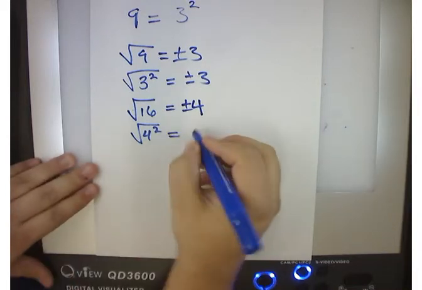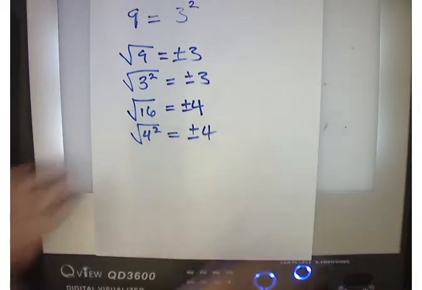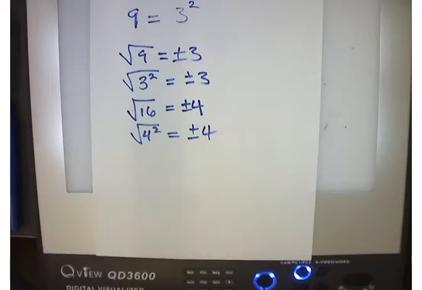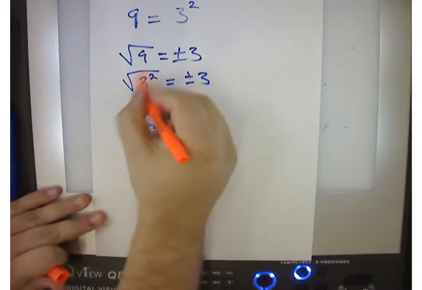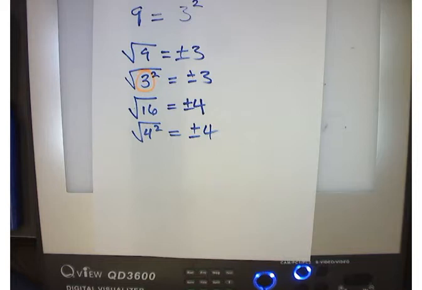So that equals, now there should be a pattern you should start to recognize. The base, when I take the square root of anything squared, the base is the solution. That's what you're left with.